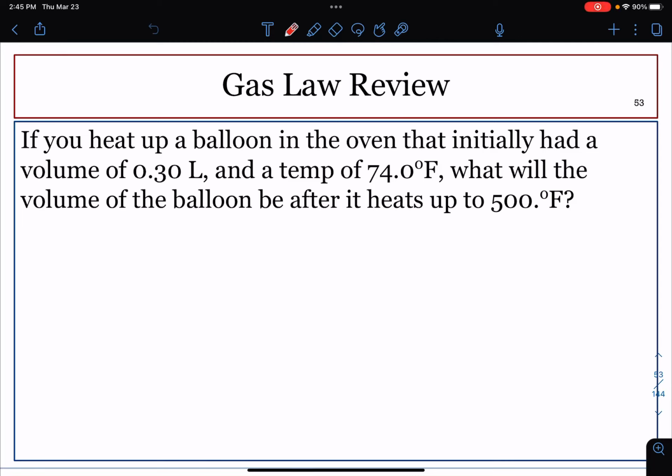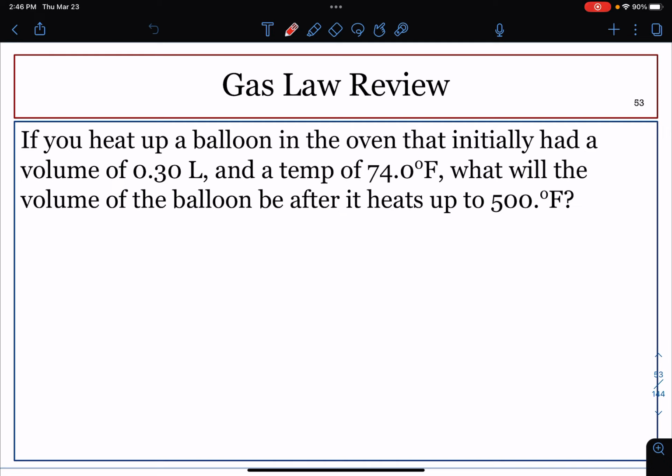In this video, we'll do some more practice problems with gas laws. So let's look at this one. If you heat up a balloon in the oven that initially had a volume of 0.30 liters and a temp of 74 degrees Fahrenheit, what will the volume of the balloon be after it heats up to 500 degrees Fahrenheit?